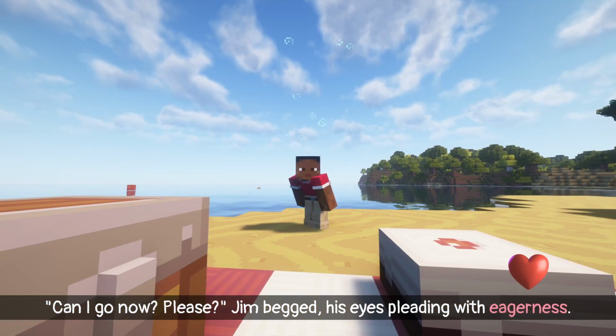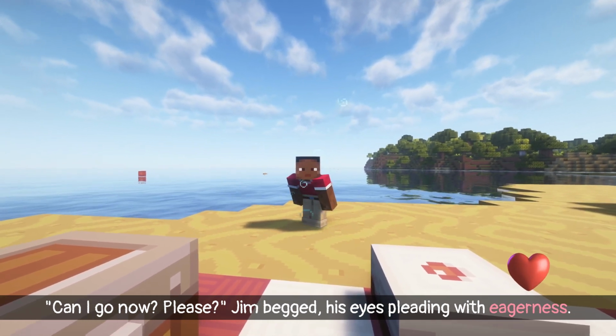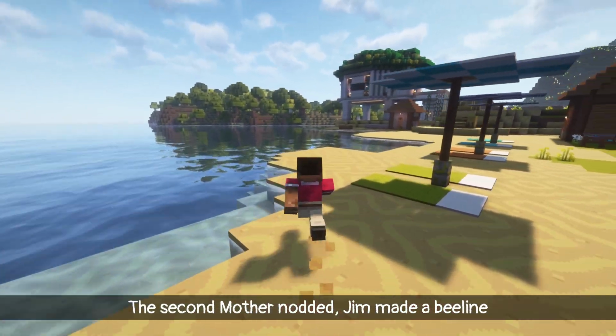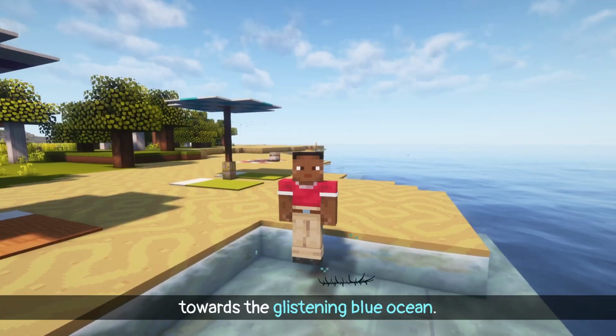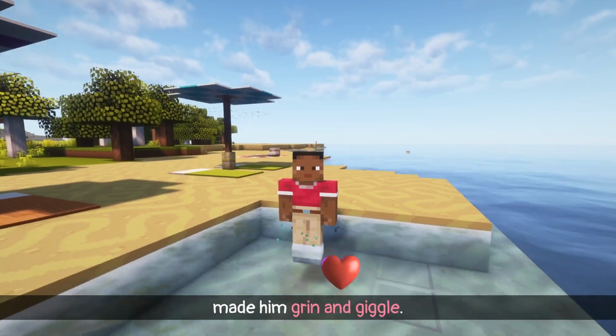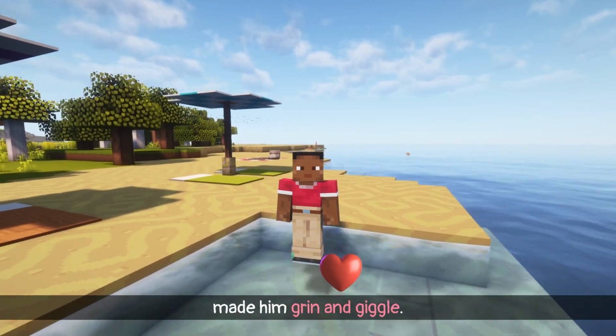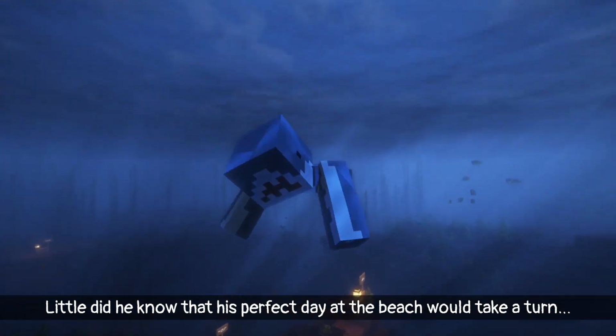Can I go now, please? Jim begged, his eyes pleading with eagerness. The second Mother nodded, Jim made a beeline towards the glistening blue ocean. Cold waves crashed against his body, and the salty taste on his lips made him grin and giggle. Little did he know that his perfect day at the beach would take a turn.